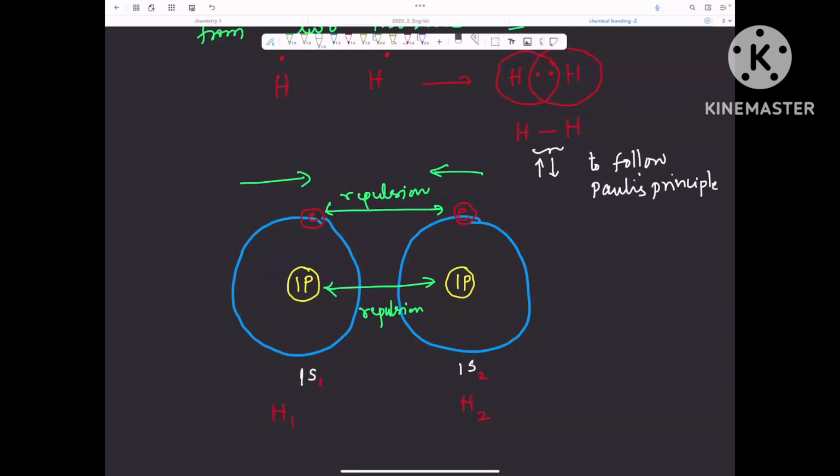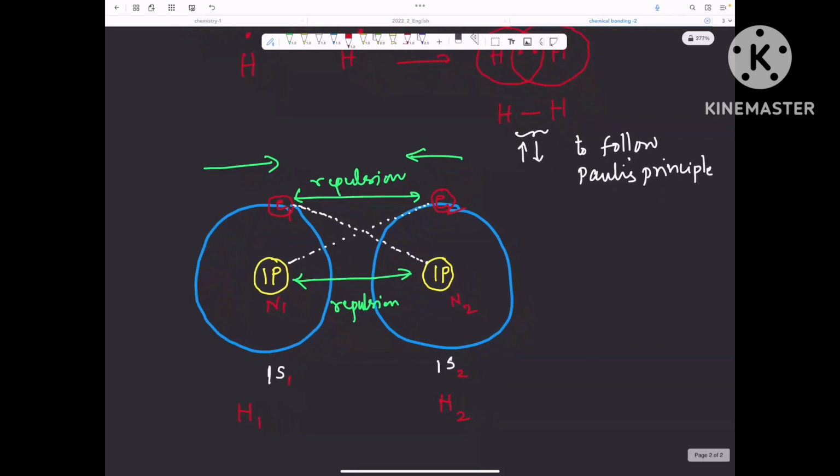But the nucleus of H1 starts attracting the electron of the H2 atom, and simultaneously the nucleus of the second hydrogen atom starts attracting the electron of the first hydrogen atom. So let us call this electron E1, and let us call this electron E2, and let us call this nucleus N1. Let us call the other nucleus N2.